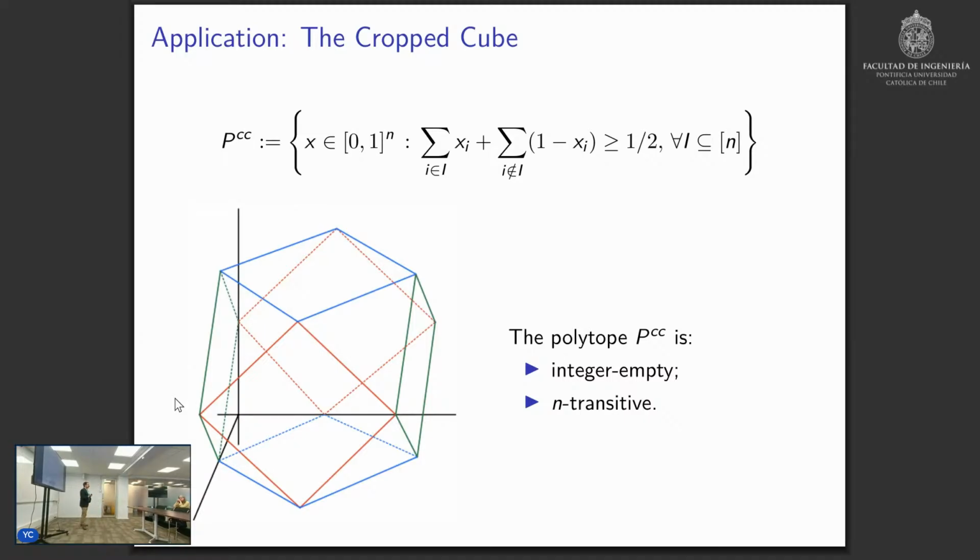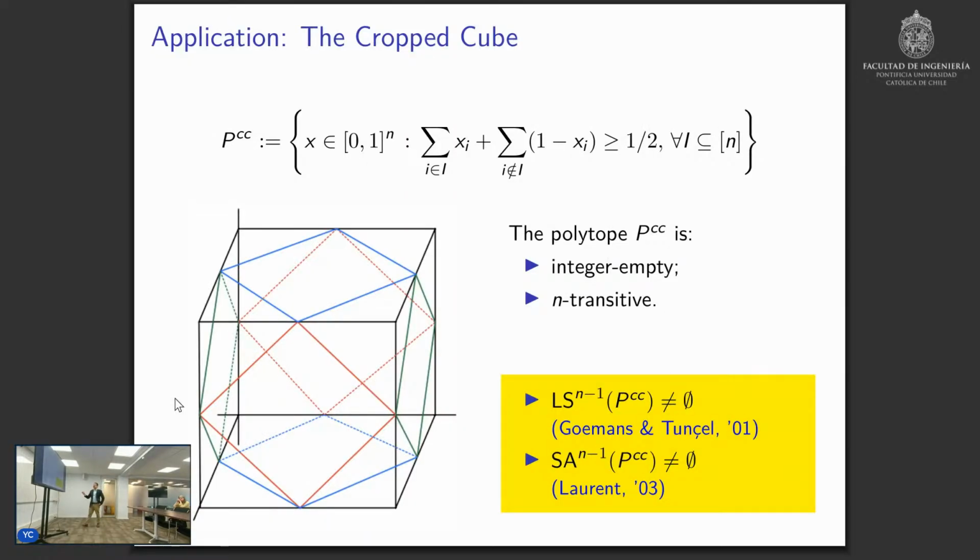Given that you chopped off all the vertices, that object doesn't have integer points inside of it. So it is integer empty, and trust me, you can show that this is n-transitive. So this is a highly transitive, highly symmetric instance. And in 2001, Michel Goemans and Stephen Consell showed that applying the Lovász-Schrijver operator n-1 times is not enough to certify that that object doesn't have integer points. We know that applying it n times will get that this is integer empty. But this is basically telling us that this object is very hard; these cutting planes are not strong enough to show that there are no integer points there.